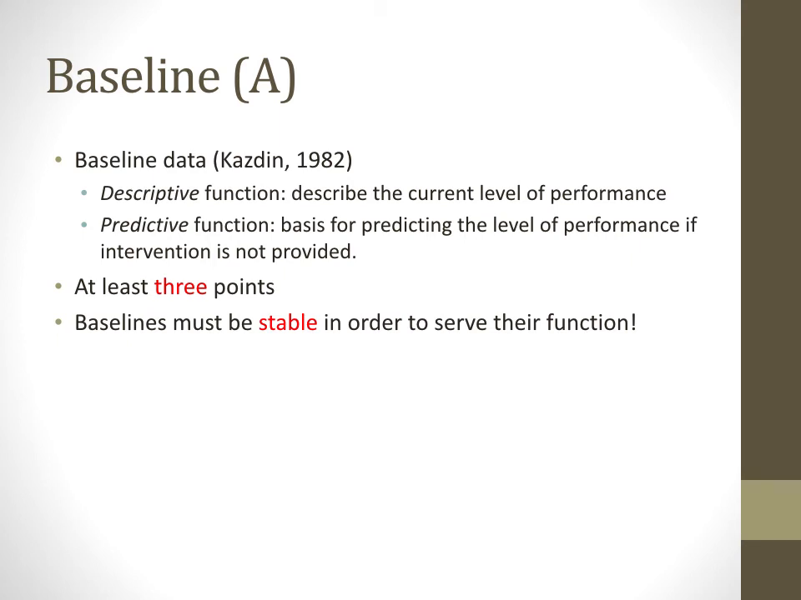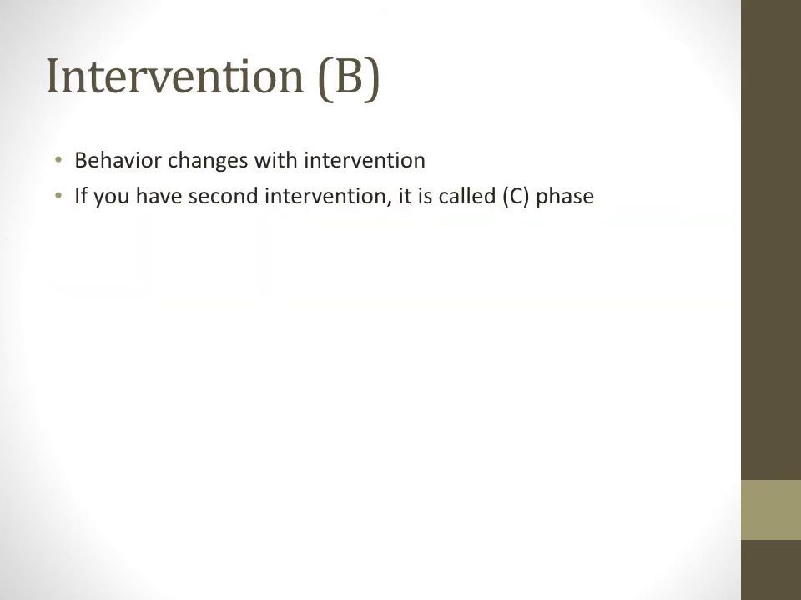For baseline, you need to have at least 3 stable baseline points. That means you need to have at least 3 baseline sessions. So when you move to intervention, you can compare behavior change before the intervention and after intervention. Whatever intervention you're using, it's called B phase. So by introducing the intervention, you'll be able to see behavior change, or you may not. Depends on the intervention you're using.